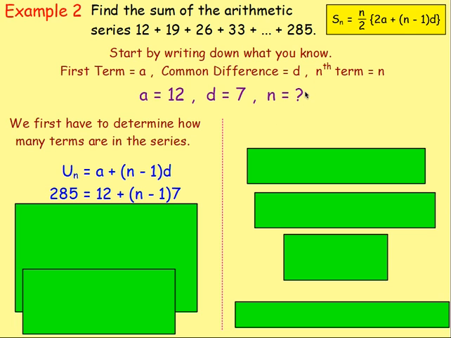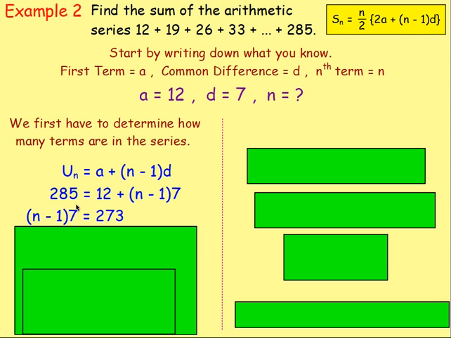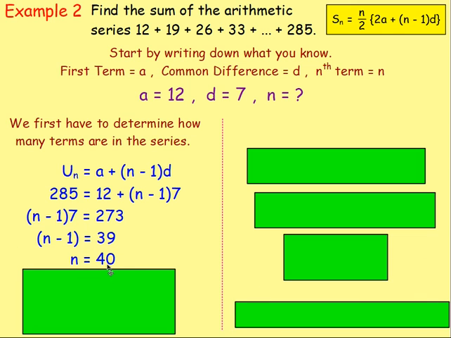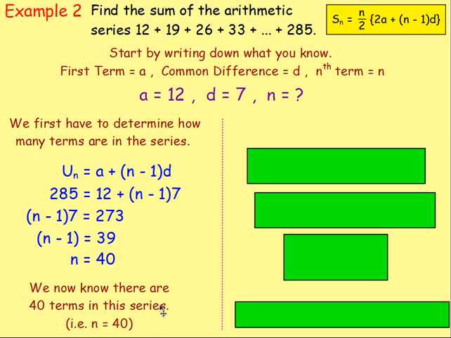n is what we want to know, and the only unknown here and now is n. So what we can do is rearrange that. If we subtract 12 from both sides, that will give us 273 equals n take away 1 times 7. Just write that back to front. If we divide both sides by 7, then n take away 1 is equal to 39. And if we add 1 to both sides, then n equals 40, which means that there are 40 terms in this series.